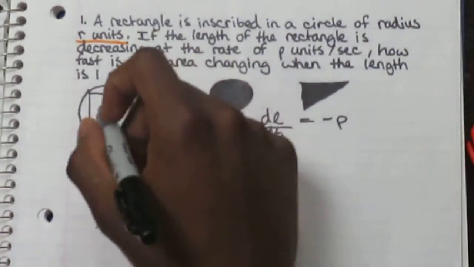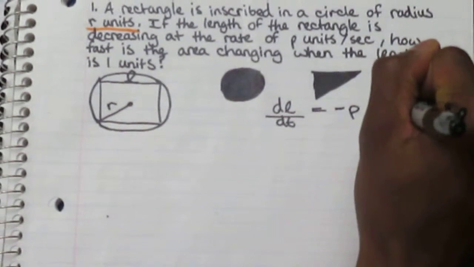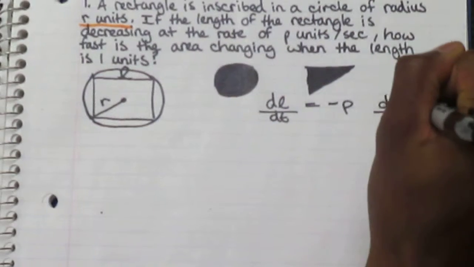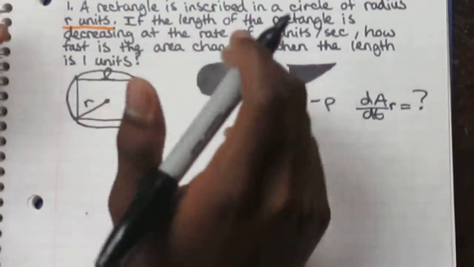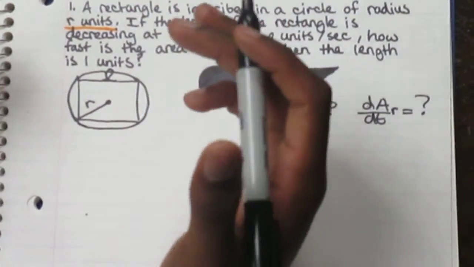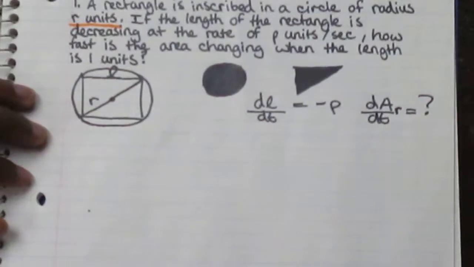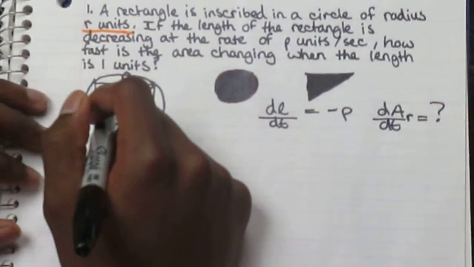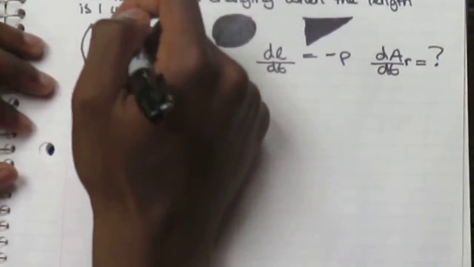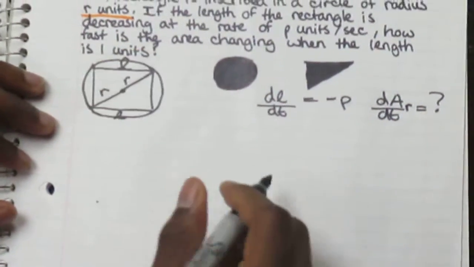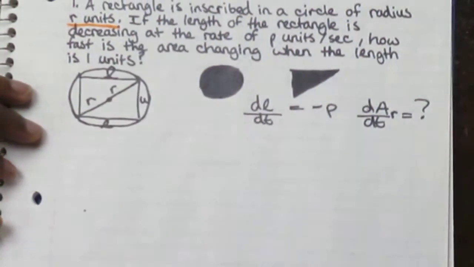Now what are we looking for? How fast is the area changing when the length is l units? So we're looking for dA dt of the rectangle. So how do we start this off? I'm sitting here thinking to myself, how am I going to punish this problem? Pythagorean theorem. If we have r, we know that this entire length will be 2r. We also have this length right here, it's going to be L. And then we can call this length here a random variable. Let's call it W for the width of the rectangle.